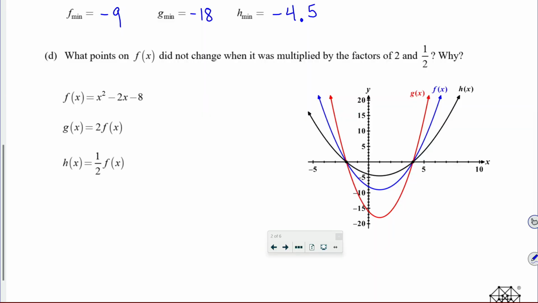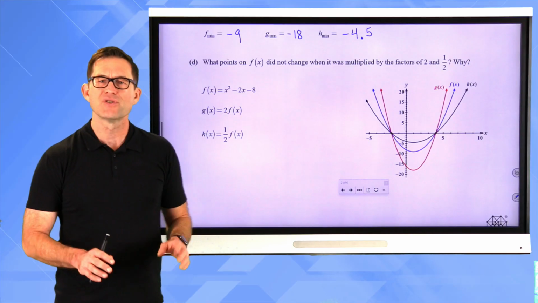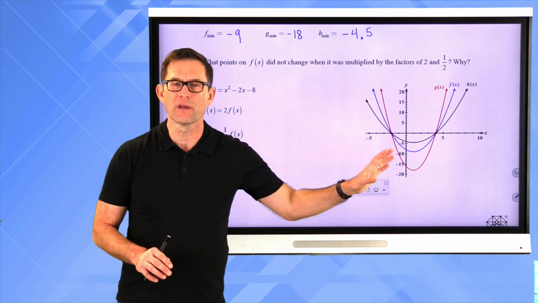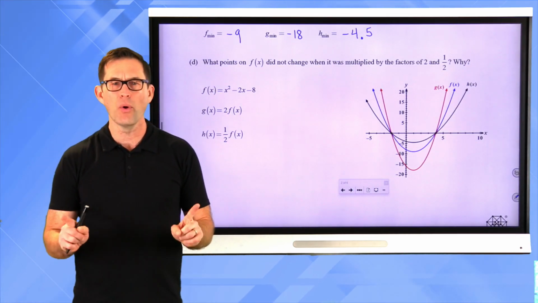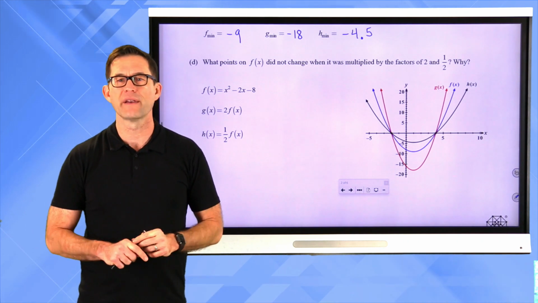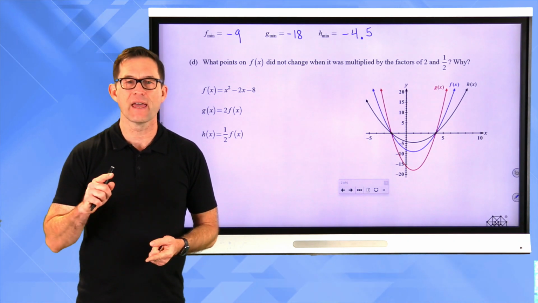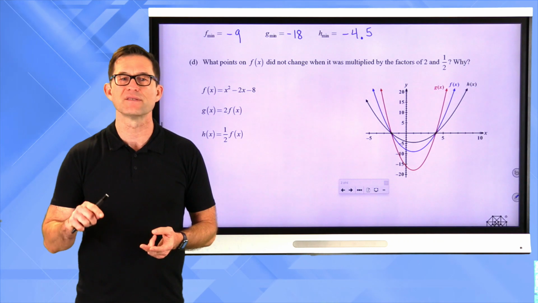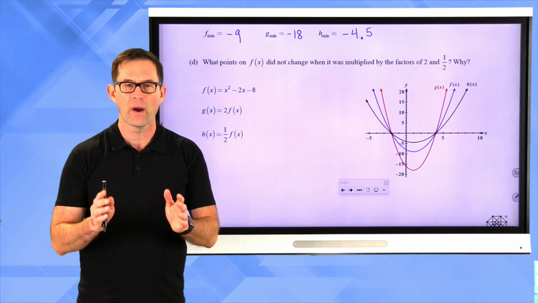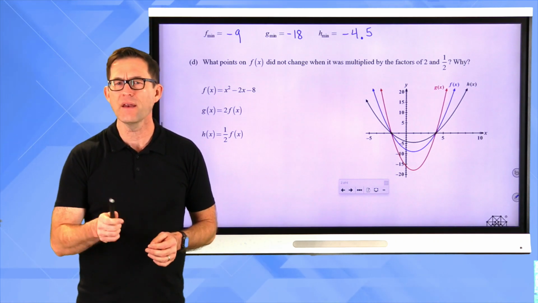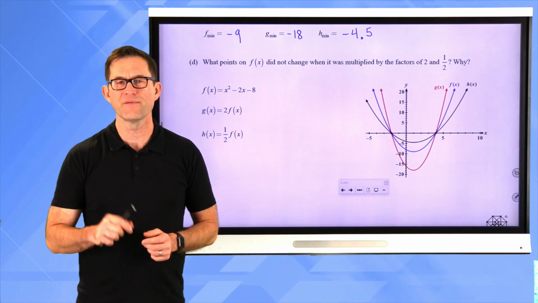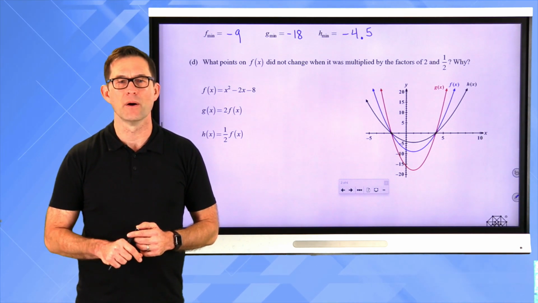Now, kind of important, letter D. What points on f of x did not change when it was multiplied by the factors of 2 and 1/2? Why? So it should be very obvious when I look at this graph that there were 2 points on f of x that stayed the same on g of x, and they stayed the same on h of x. Where are they, and why did they not go anywhere? Pause the video now and think about this for a moment.